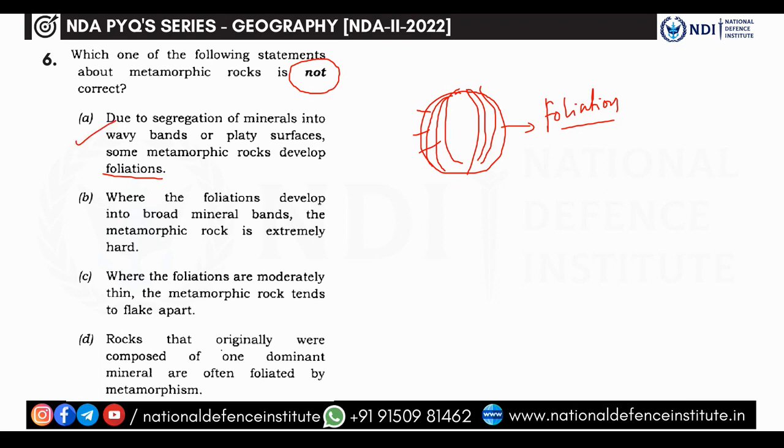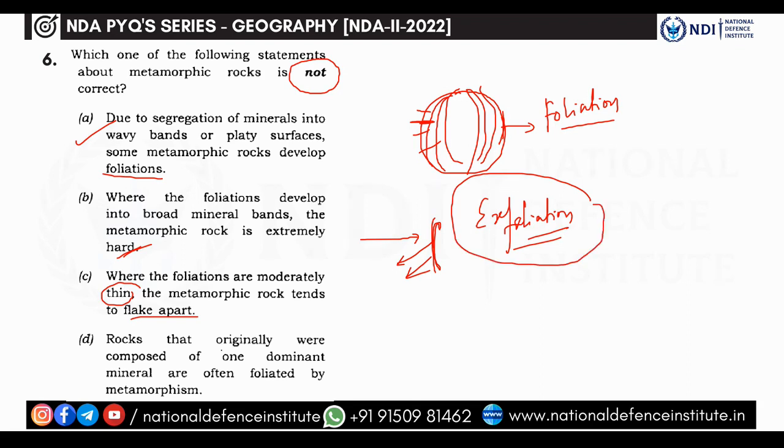Where the foliation develops into broad mineral bands, the metamorphic rock is extremely hard. Of course, when this foliation width is very broad, that will become extremely hard. Of course, that is right. And when the foliations are moderately thin, the metamorphic rocks tend to flake apart. Of course, that is also right. Obviously, when the foliation is very thin and you have a weathering agent like wind or air, that would weather apart and make it flake apart. So we call it exfoliation. Exfoliation will be more when you have different minerals arranged layer by layer. So that is also a right statement.